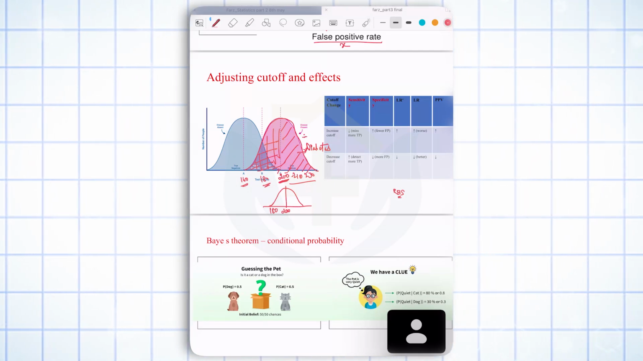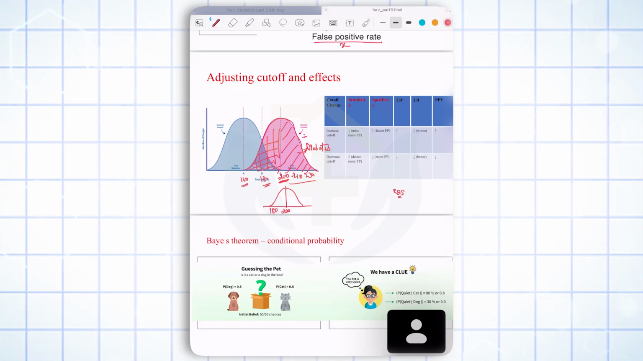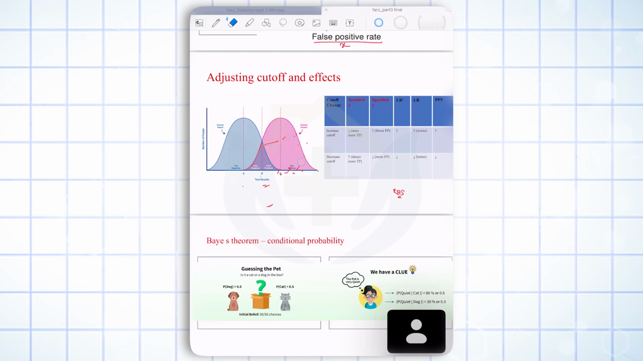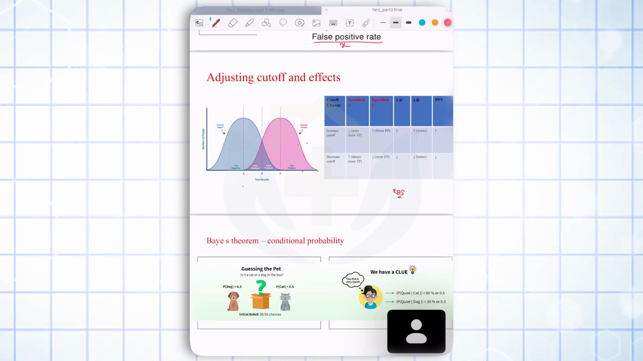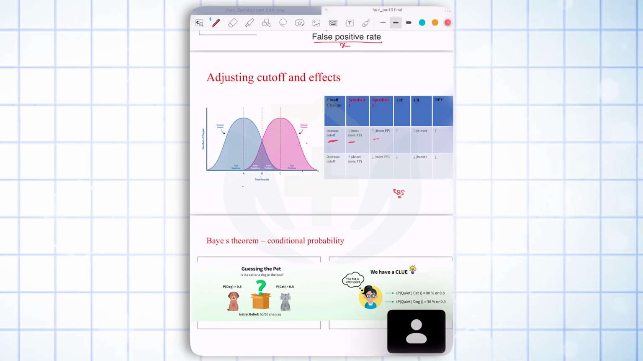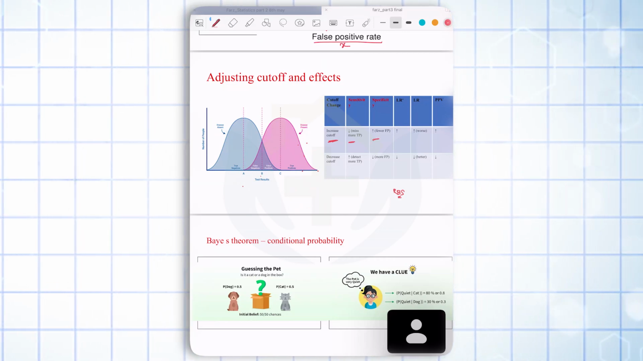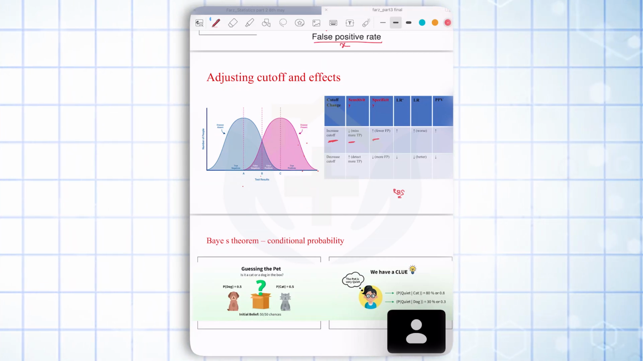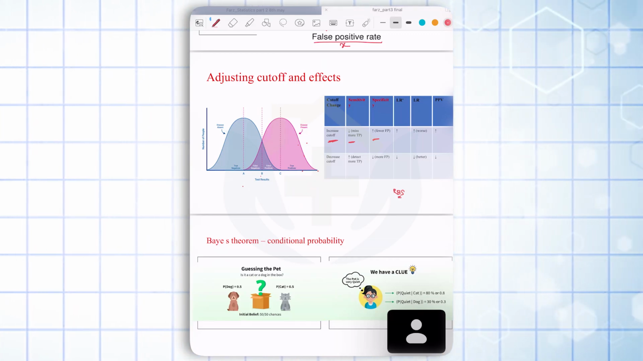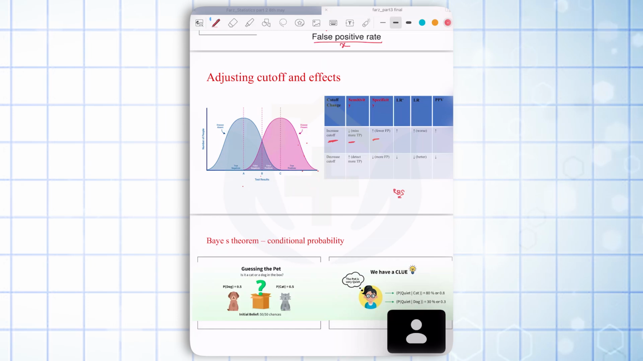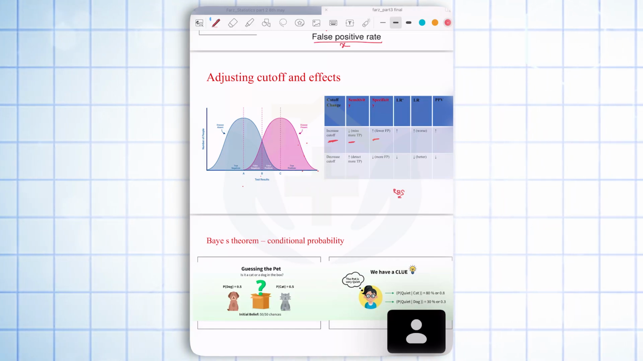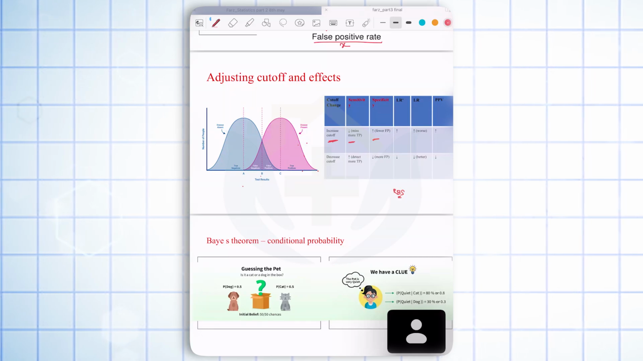So once you're increasing the cutoff, what is happening is that when you're increasing the cutoff, the sensitivity is going to decrease and the specificity is going to increase. So instead of 200, if you take 250 as the cutoff to define diabetes, you are going to miss a lot of patients with diabetes. But if you get the test positive, you are very sure that the patient has diabetes. So the sensitivity is decreasing and the specificity is increasing.